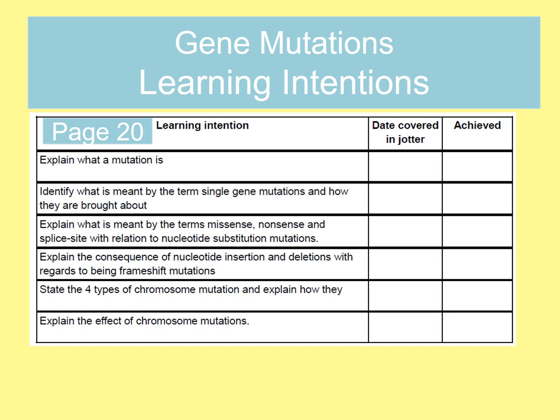In this PowerPoint, we are going to be focusing on gene mutations. And from page 20 of your student guide, we're going to be looking at the first 4 learning intentions. So you need to be able to explain what a mutation is, identify what is meant by the term single gene mutations and how they are brought about, explain what is meant by the terms missense, nonsense, and splice site with relation to nucleotide substitution mutations, and finally explain the consequence of nucleotide insertion and deletions with regards to being frame shift mutations.